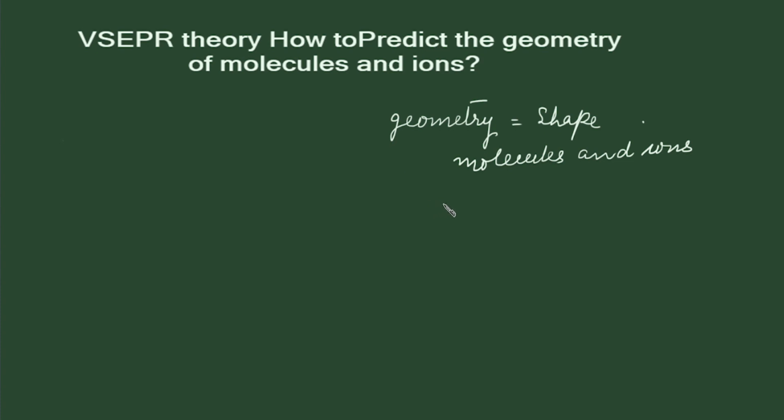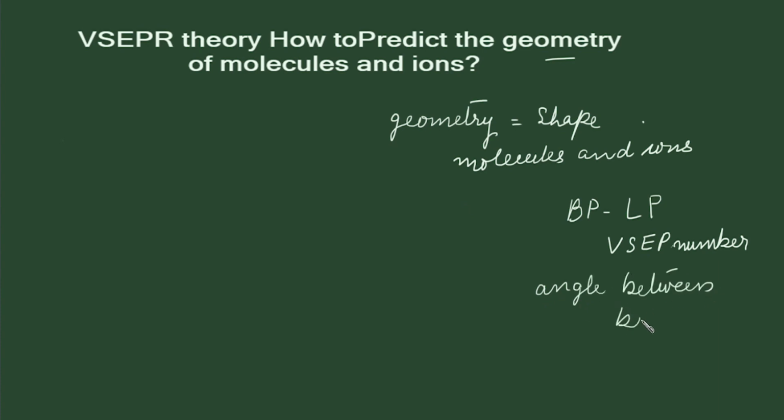The main principle of VSEPR theory, as you know, is the repulsive force among bond pair and lone pair of valence shell electrons of the central atom of the molecule or ion, as the case may be. In order to predict the geometry, that is shape of molecules and ions, we need to know VSEP number. If we know the VSEP number of the molecule, we can predict the shape of the molecules. By shape, we mean angle between bonds.